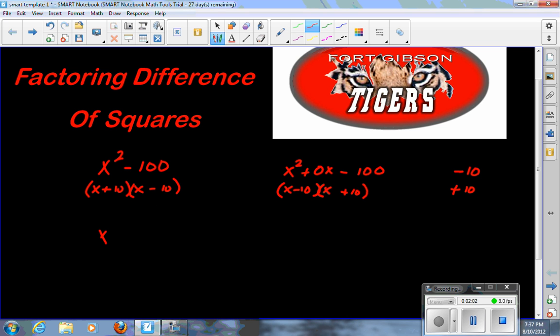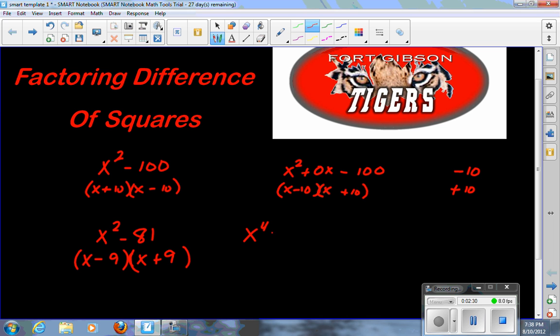Sometimes the difference of squares might look like this, and you'll factor that just like I just said. Put your x and your x in. That's pretty easy. 9 times 9 is 81, so that goes here. Negative 9, positive 9 makes negative 81. Well, the deal is you're not done there, because, well, this one is done there.